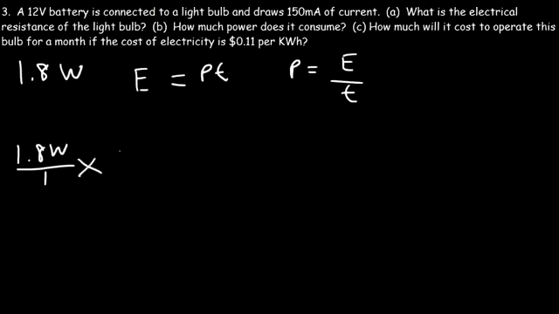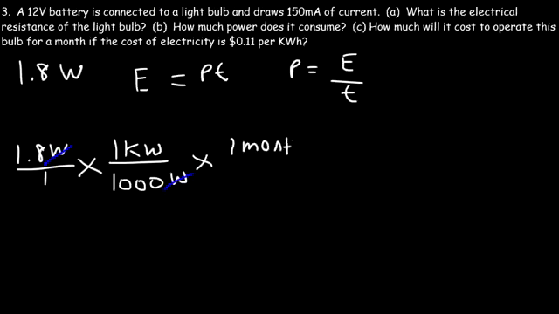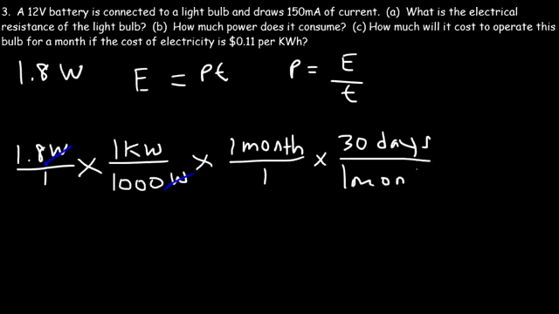Now, to convert watts to kilowatts, let's divide by 1,000. There's 1,000 watts per kilowatt. Now, we need to multiply by the number of hours. The total time that the light bulb is going to be operating is for 1 month. And there's 30 days in a month on average. And there's about 24 hours per day.